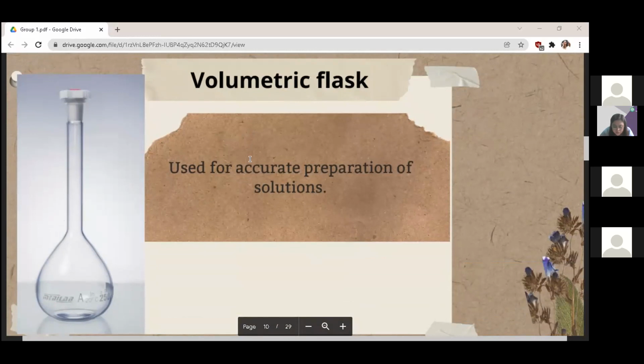Volumetric flask, used for accurate preparation of solutions. A volumetric flask is a piece of laboratory glassware that is used to prepare and measure chemical solutions. It is used to make up a solution to a known volume. Volumetric flasks measure volumes much more precisely than beakers and Erlenmeyer flasks. Next.